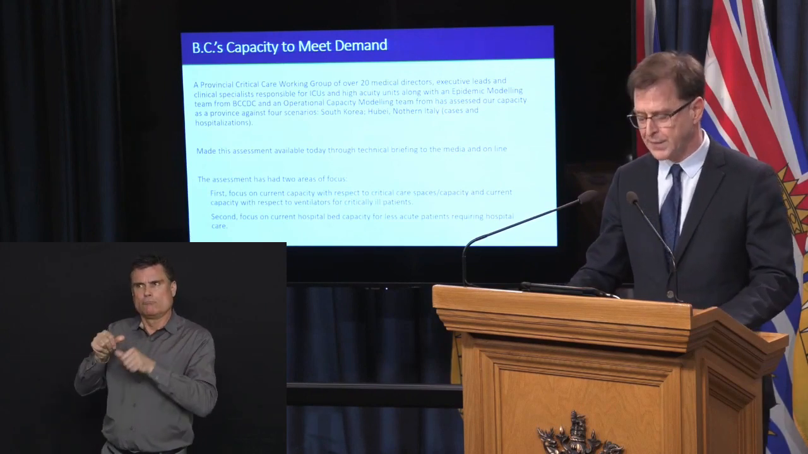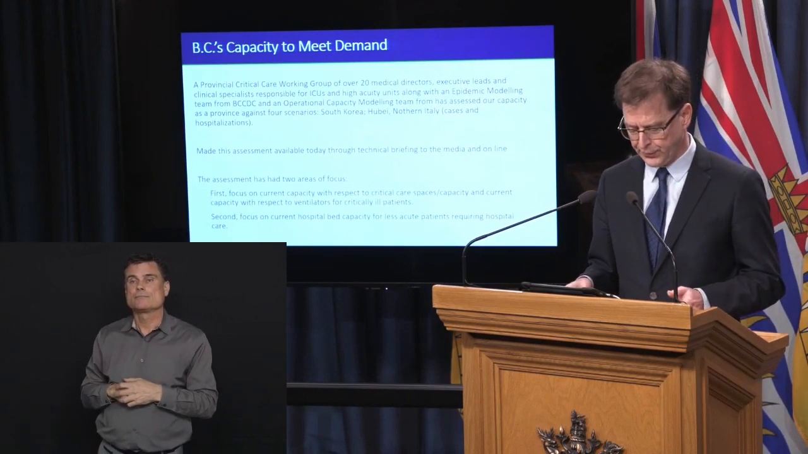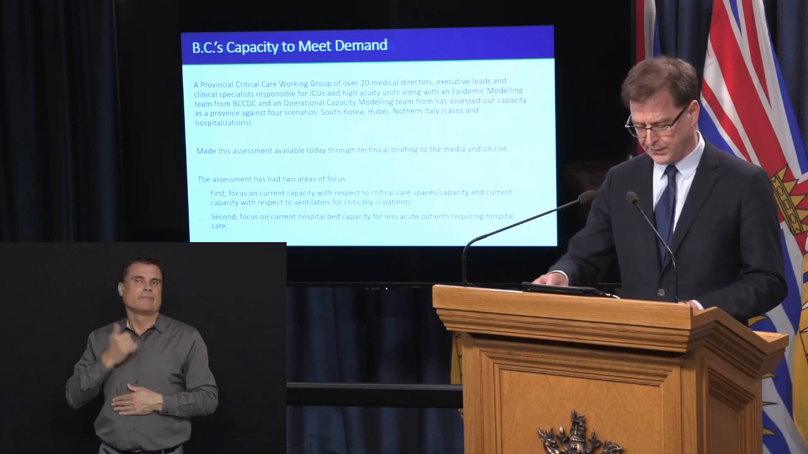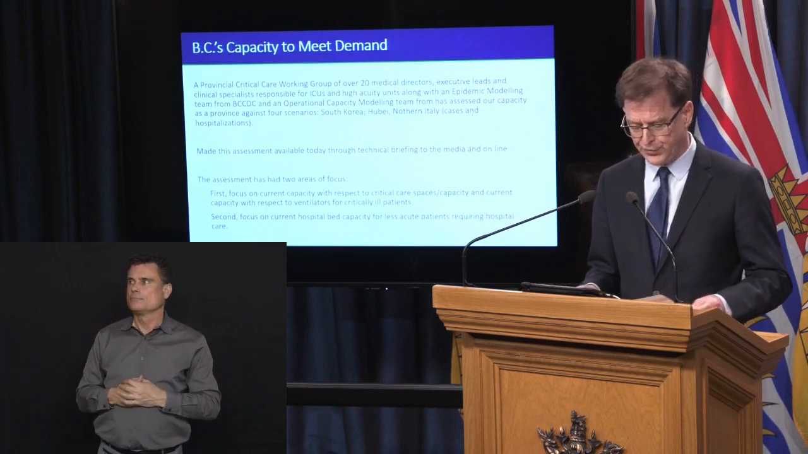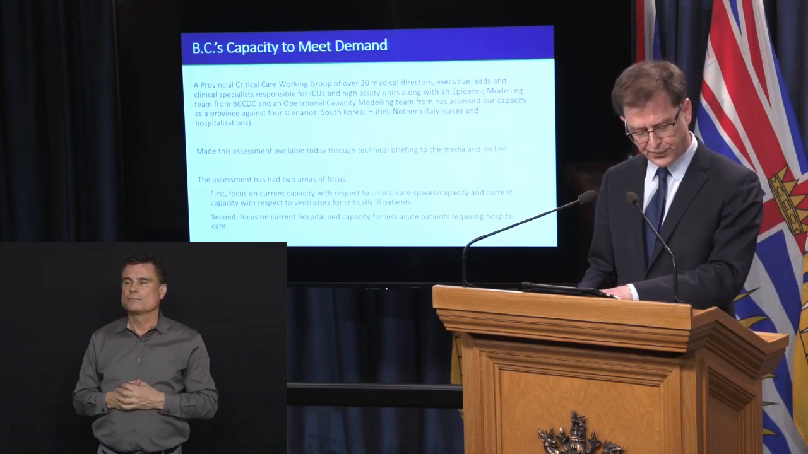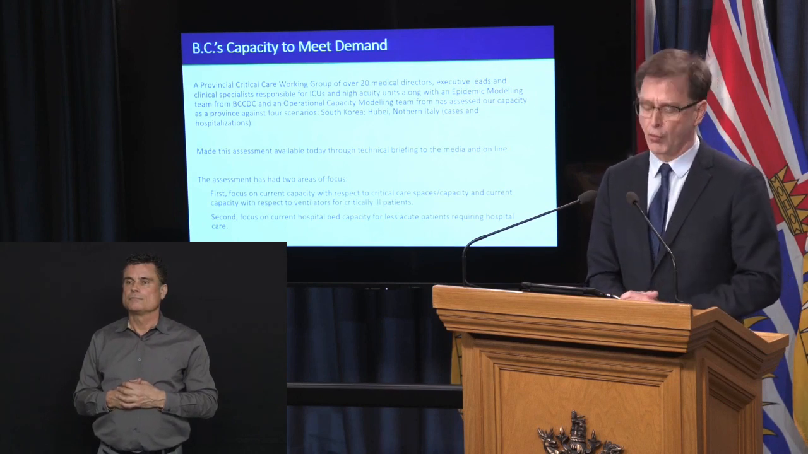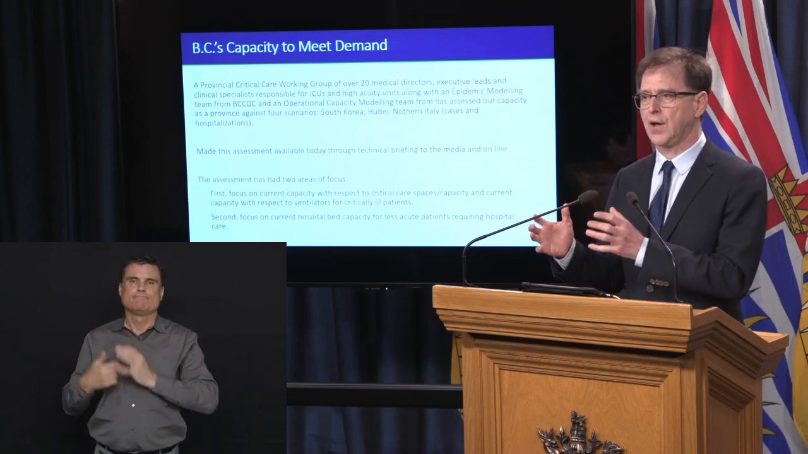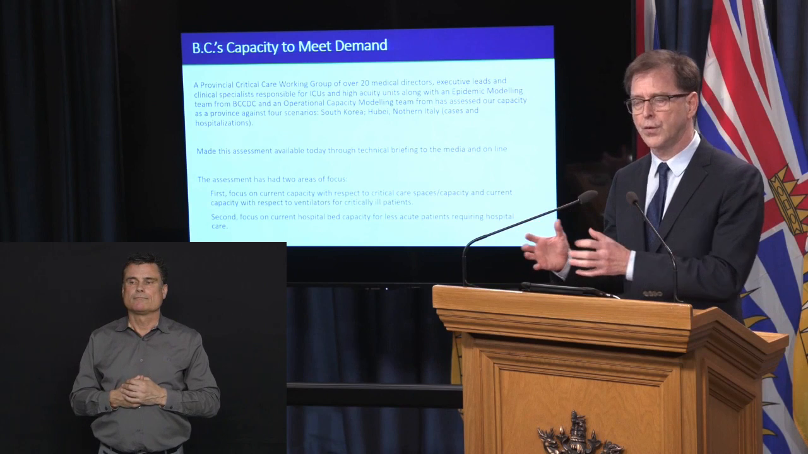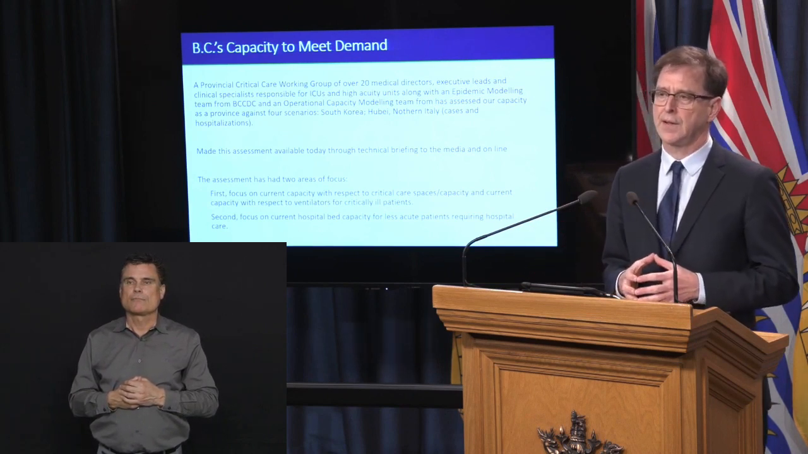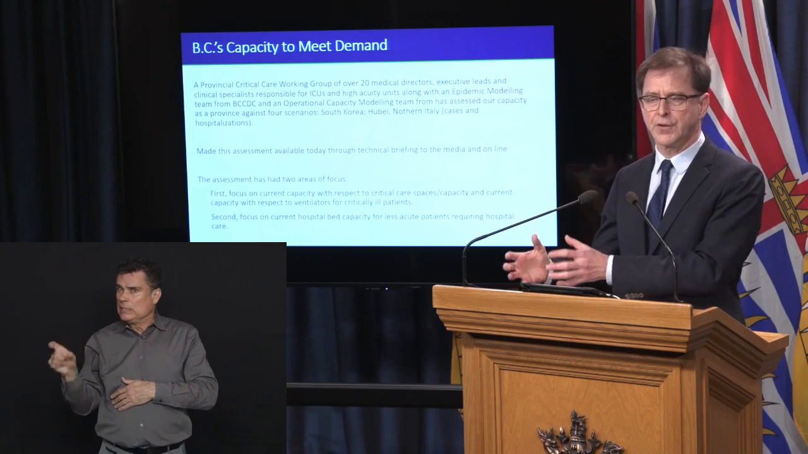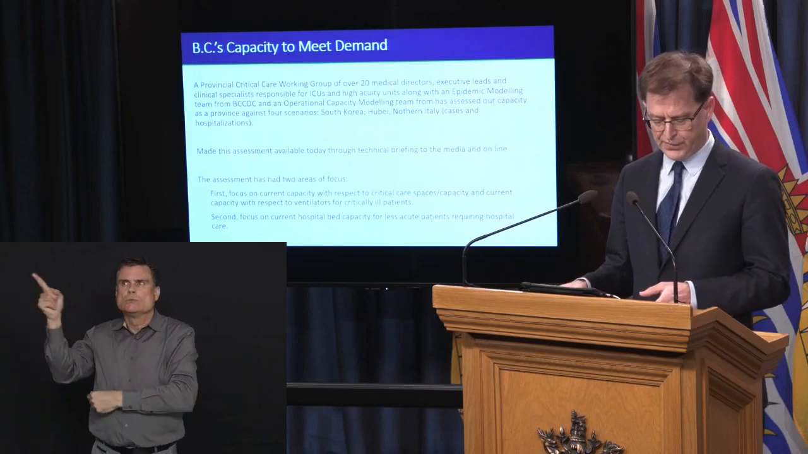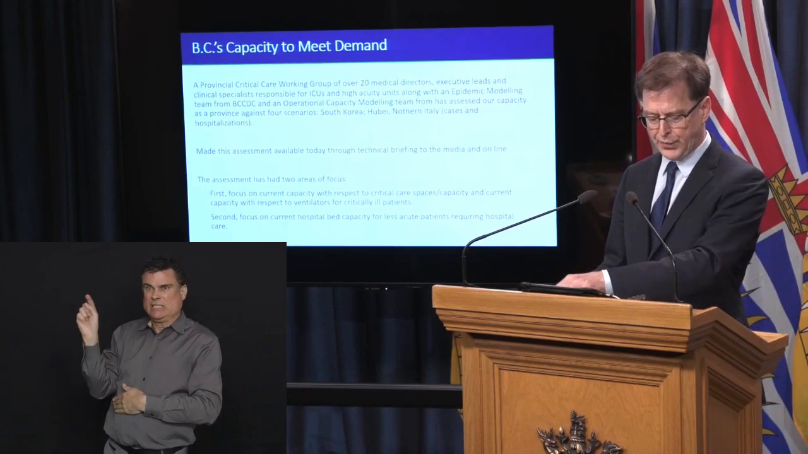Here in British Columbia, over 20 medical directors, executive leads, and clinical specialists responsible for ICUs and high acuity units, along with the epidemic modeling team from the BC CDC and an operational capacity modeling team, have assessed our capacity as a province against 4 scenarios: South Korea, Hubei, Northern Italy cases, and Northern Italy hospitalizations. The reason we have done 2 for Northern Italy is to prepare for the most severe version, which is focused on hospitalizations in Northern Italy, which has been the subject of some discussion in BC and elsewhere in the previous week.